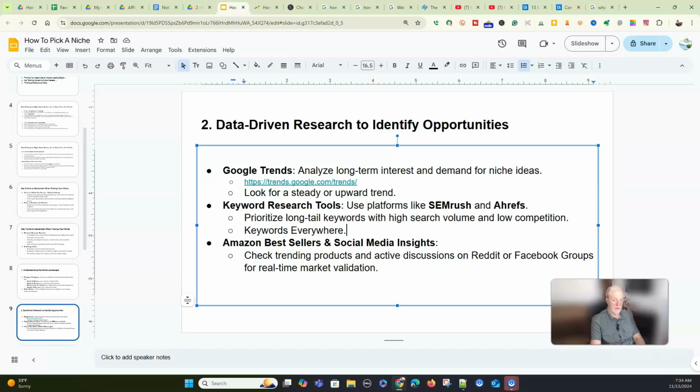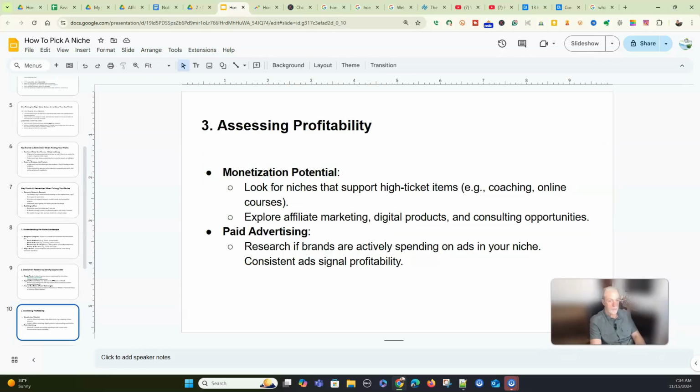Then we can go over here to homesteading affiliate programs. I'm getting ahead of myself here. And so you can use Amazon bestsellers. If you're going to sell products on Amazon, it's definitely a place to go and see what kind of products are available. And then the next thing we want to look at is assessing the profitability.